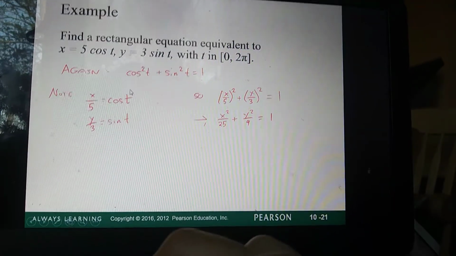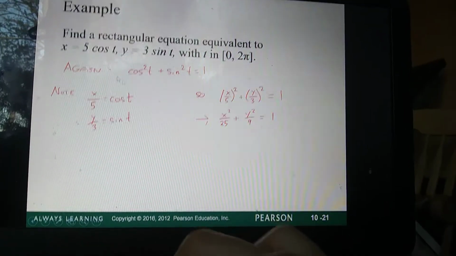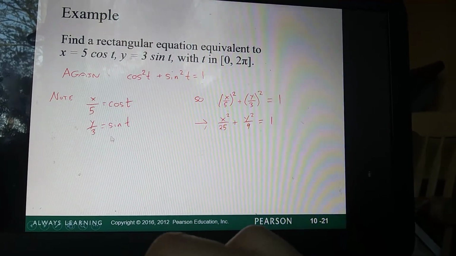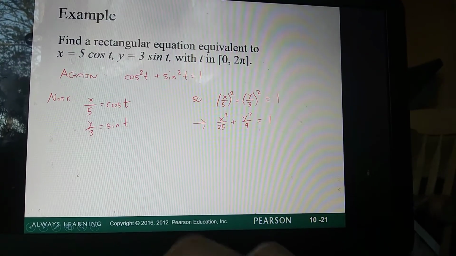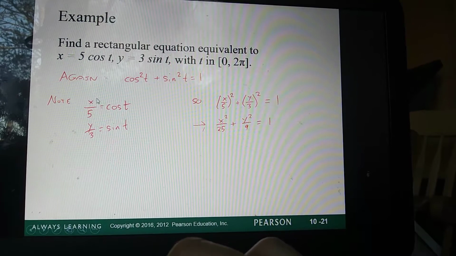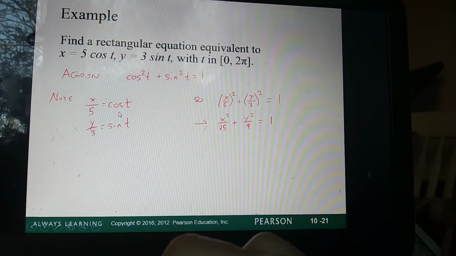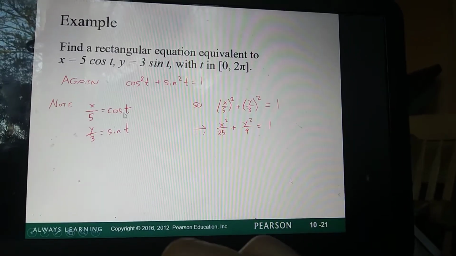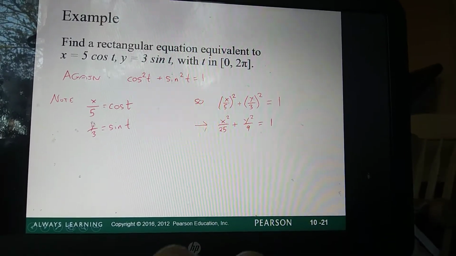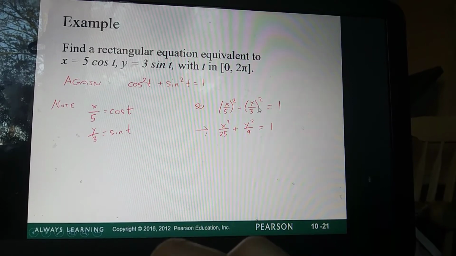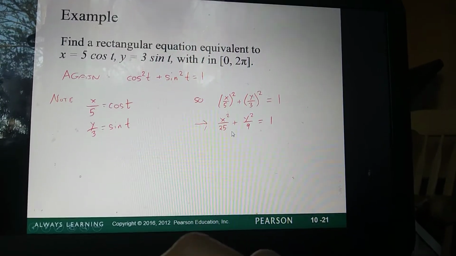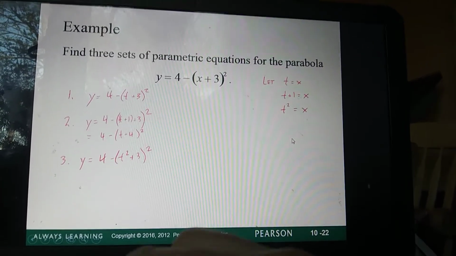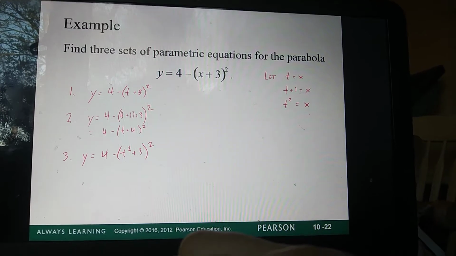Now this one's a little different, but same concept. We're going to divide this through by 5 and this one through by 3. If x equals 5 cosine t, we get x over 5 equals cosine t, and y over 3 equals sine t. Then we square them both and add them, and that equals 1. We end up with an ellipse. So this is just the equation of an ellipse.